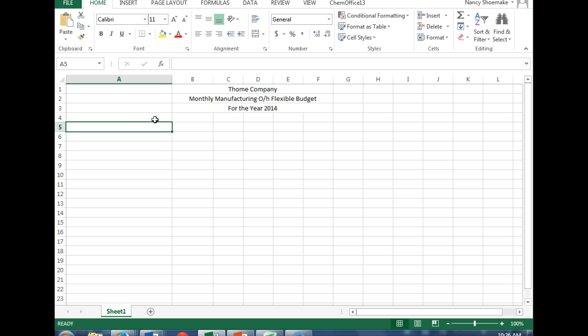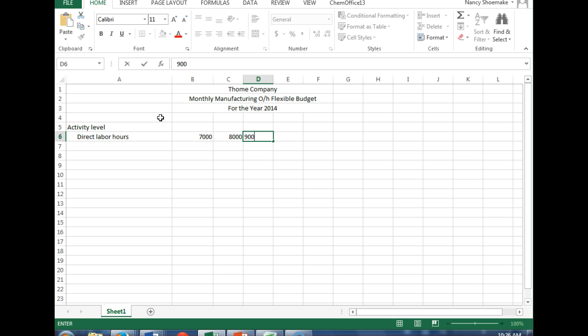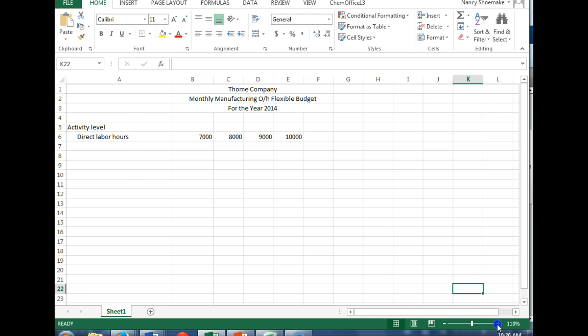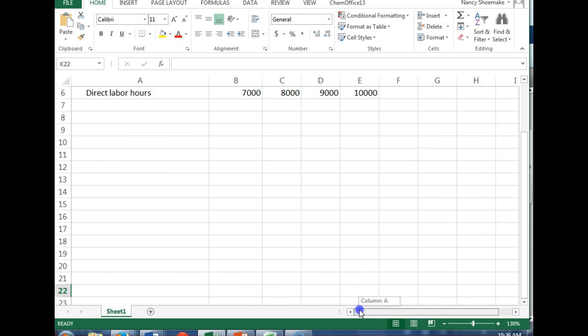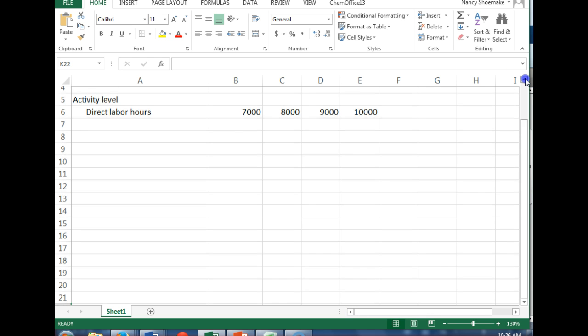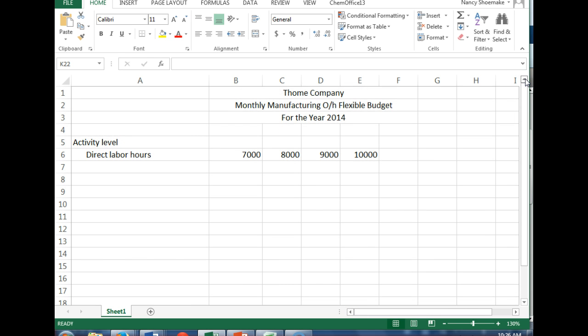So we're going to start with activity level. Our activity level of direct labor hours, we're going to have direct labor hours of 7,000, 8, 9, and 10. Okay? How many of you guys can see that okay? Does that help?